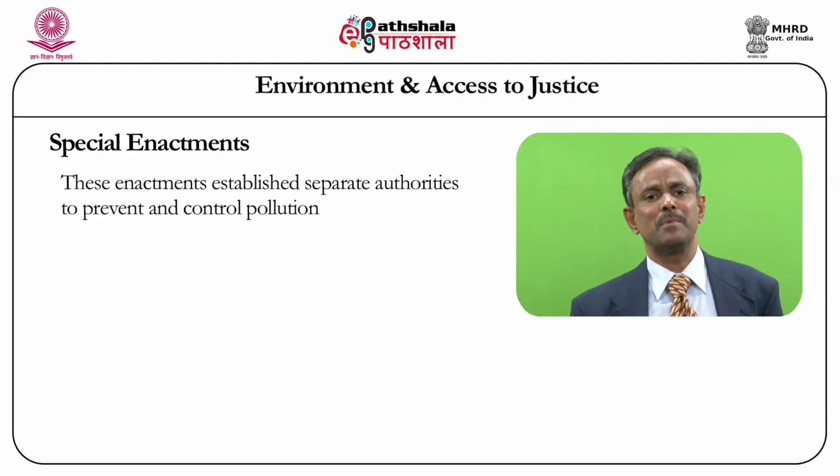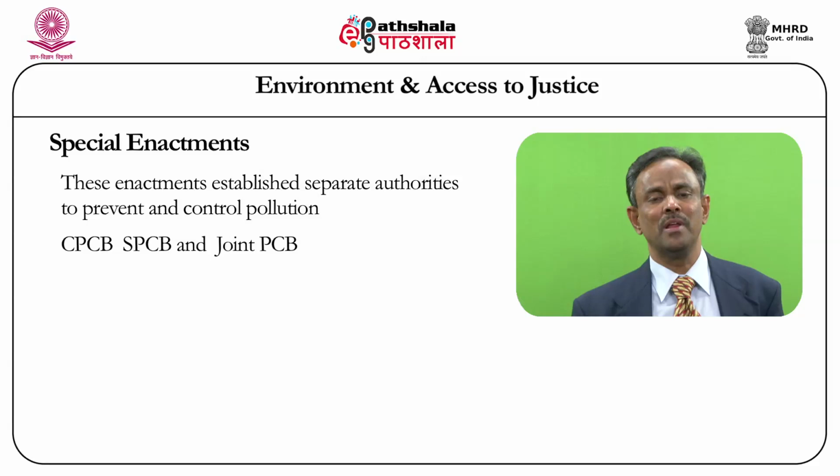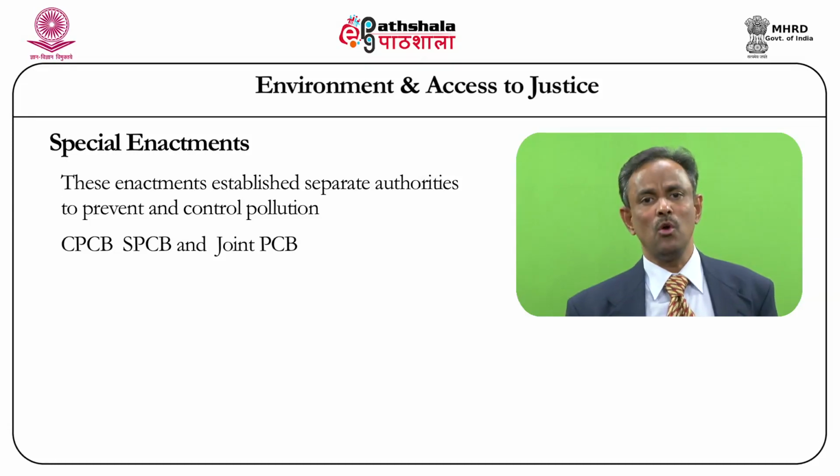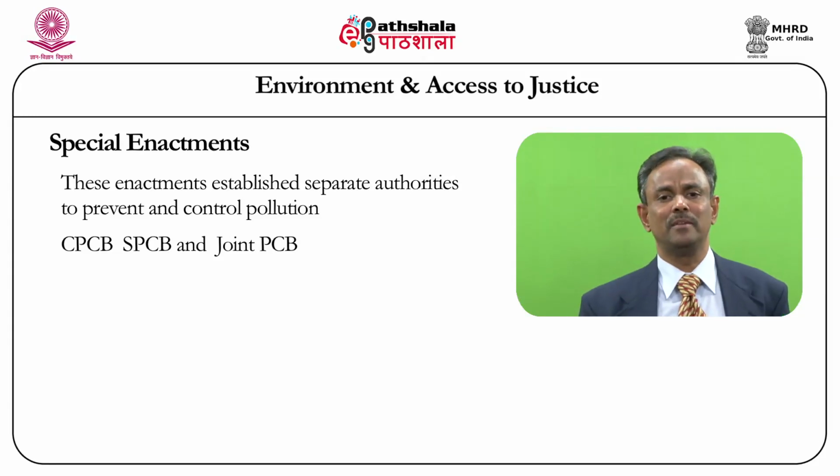These enactments established separate authorities to prevent and control various kinds of pollution. The authorities are mainly the Central Pollution Control Board and the State Pollution Control Board at the state level. And there is one more board known as the Joint Pollution Control Board; when one state and another state, or one state and a union territory, join together and want to start a single pollution control board, they can go for a Joint Pollution Control Board. Authorities for these boards are mainly appointed by the state government at the state level and the central government at the central level.